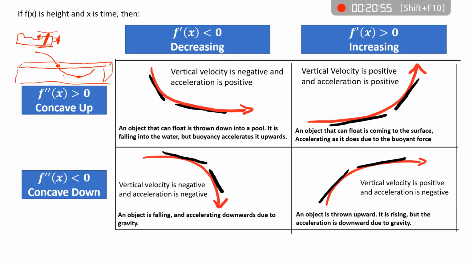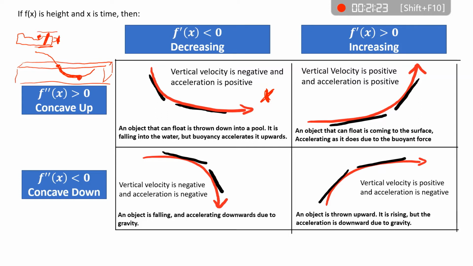Okay, so for this part of the graph here, my acceleration is positive, but my velocity is negative. So that would look like this one. We've fallen into the water. We're still falling in the water, but the water has a buoyant force that's pushing us up. Okay, then we'll hit a point where our vertical velocity hits 0.